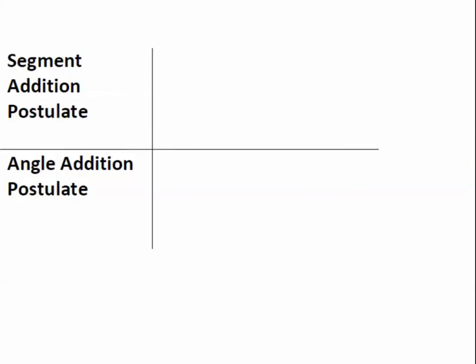Finally, two postulates that are very useful in remembering: segment addition postulate and angle addition postulate. What does that mean? Well, let's take a segment, and along that segment I'm going to put a point. So let's call the segment with endpoints A and B, and the point that I put somewhere between A and B, we'll call it C.